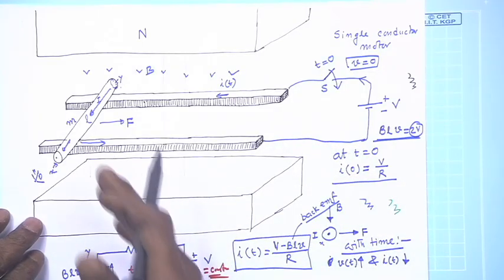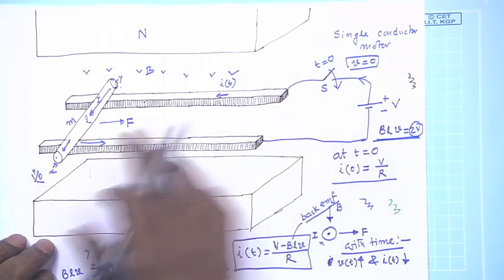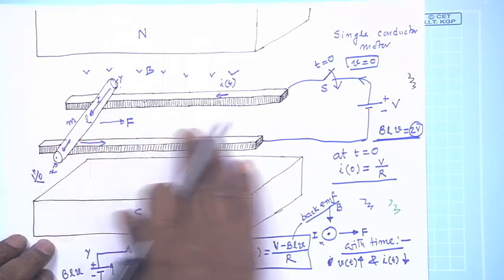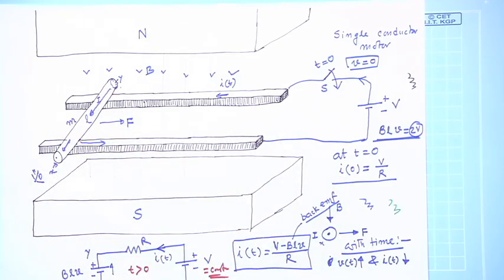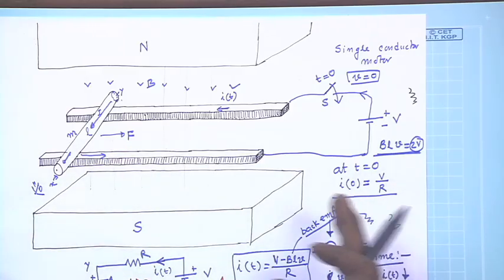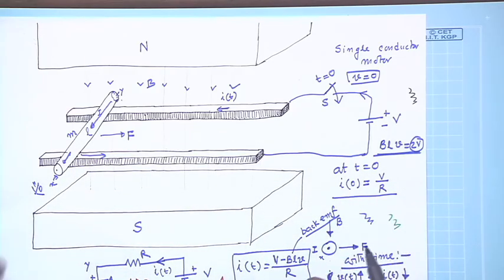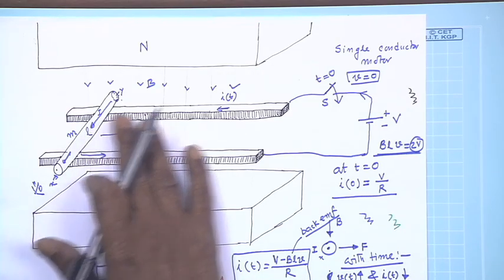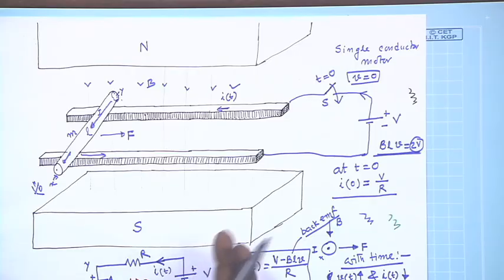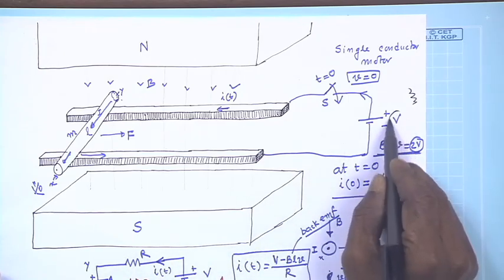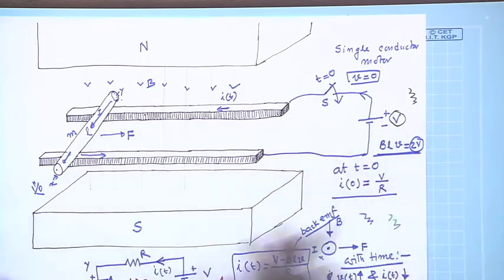From the word go, when initially the switch was open, it was stationary. So it will gradually pick up speed because of the electromagnetic force produced, BIL. There is I, there is B, and the direction is obtained by applying the left hand rule. And if you assume everything is frictionless here, then the final speed will be attained such that BLV is equal to V, and then it will settle down.